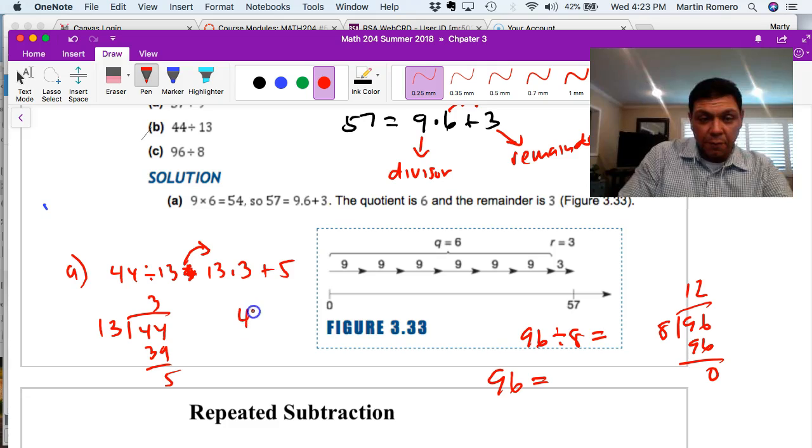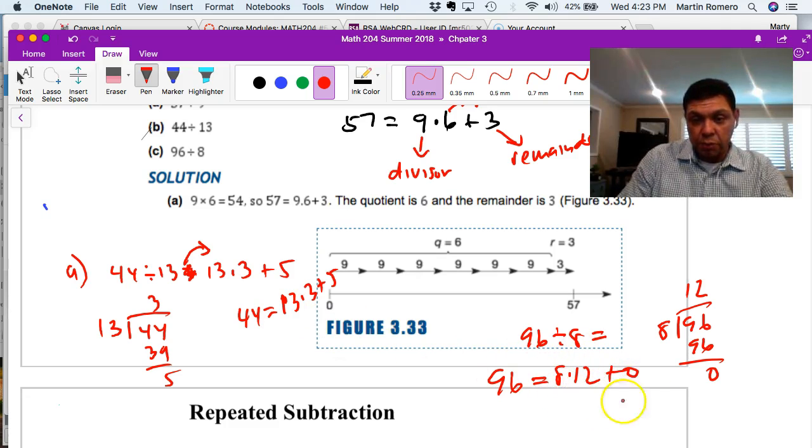So we have 44 is equal to 13 times 3 plus 5. And then over here we have 96 is equal to 8 times 12 plus 0. There's your divisor, there's your quotient, there's your remainder. Divisor, quotient, remainder. That's it.